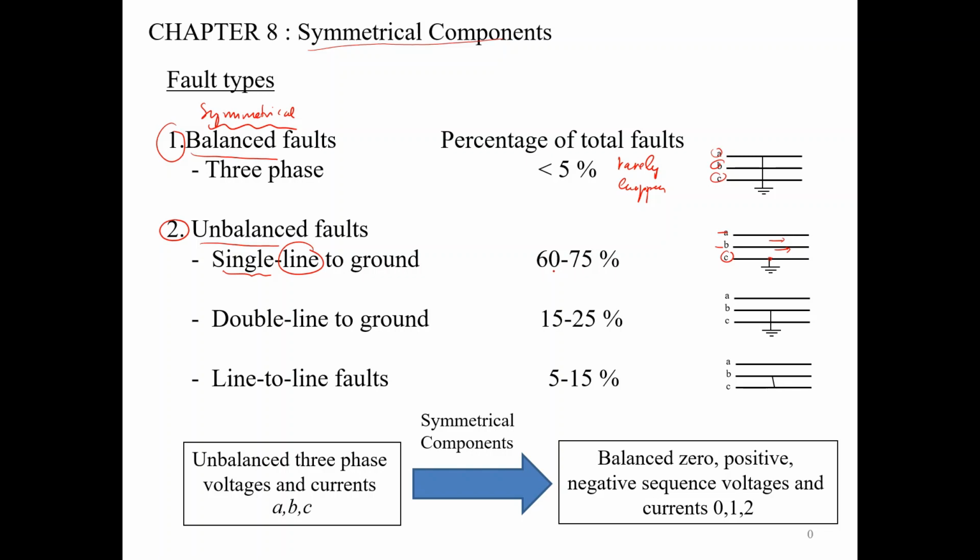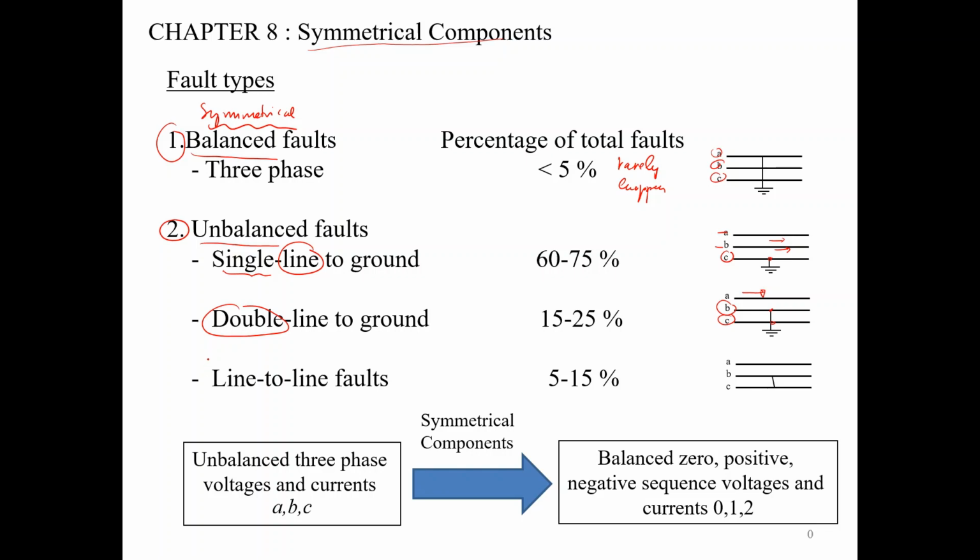Okay, double line to ground. The name suggests double line, so there are two lines that have the short circuit to the ground. In this case, those are phases B and C, and phase A is still running in the normal operation. So the number of occurrences is less than single line to ground, about 15 to 25%.